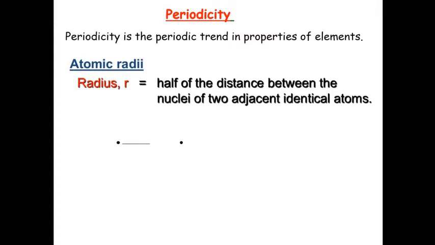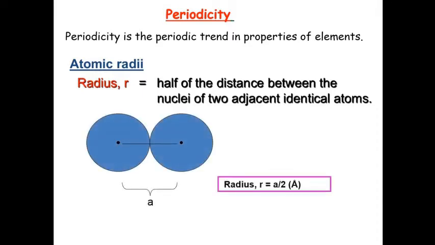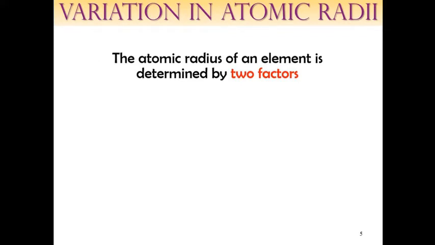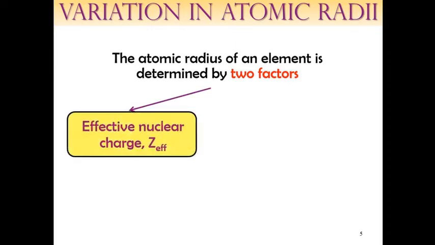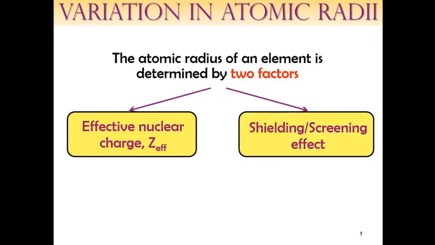Atomic radius is equal to half of the distance between the two nuclei of two adjacent identical atoms. From the diagram below, A is the distance between the two nuclei of adjacent atoms. The atomic radius of an element is determined by two factors. The first one is effective nuclear charge, or Z, and the second one is shielding effect, also known as screening effect.